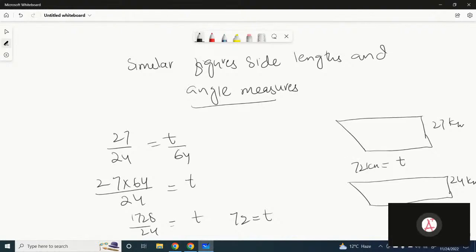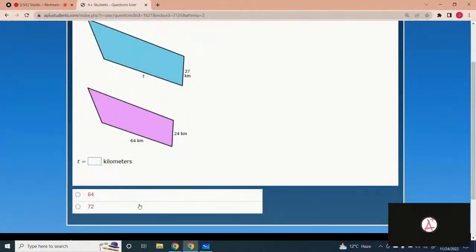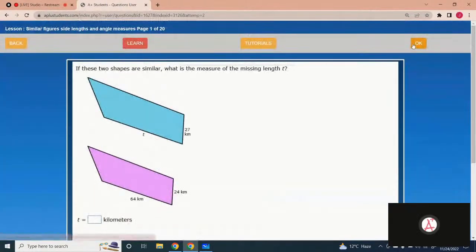Whenever you are working on similar shapes, just form the proportions. Got it? And then you have to equate them because you have to solve for a variable. So you can find the missing value this way. Okay, the next one: just select the correct option, then click on the OK button. It is 72, so we just click on the OK button.